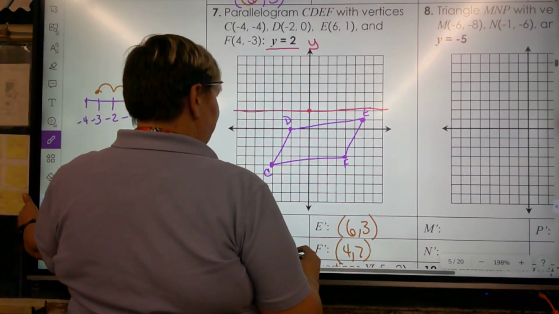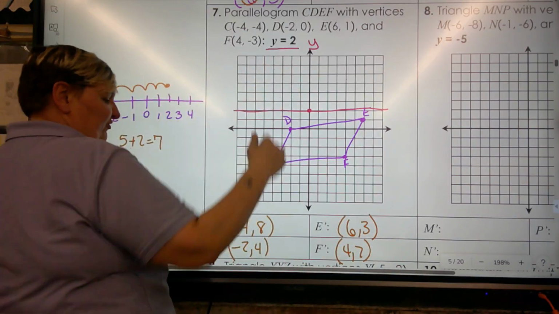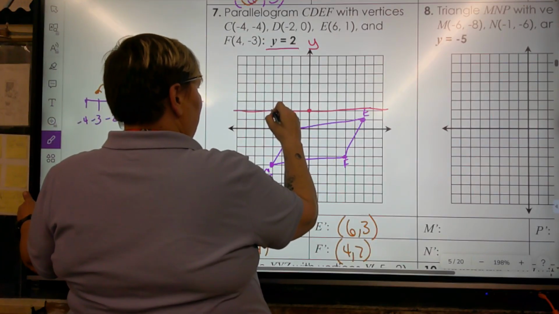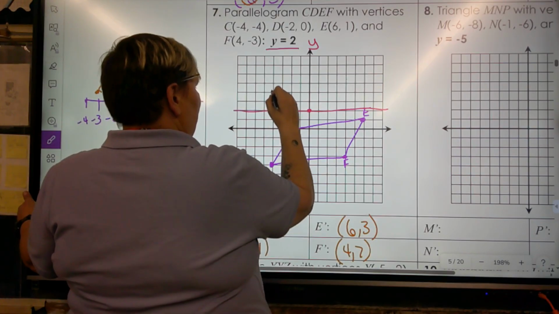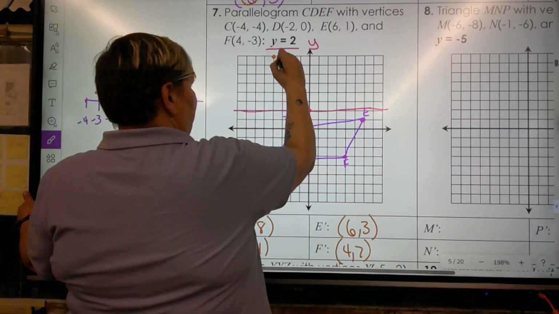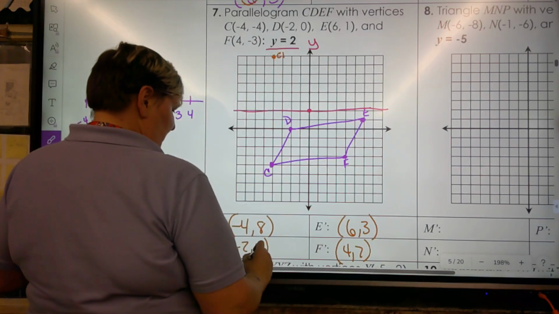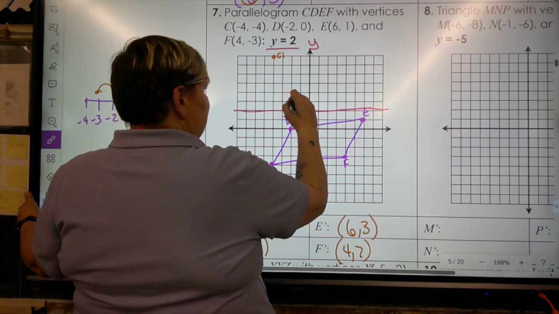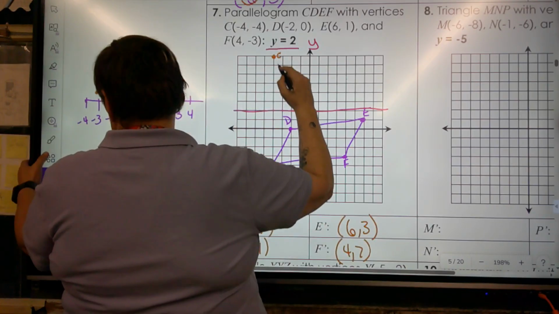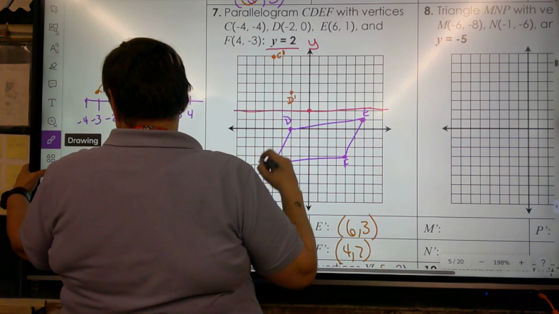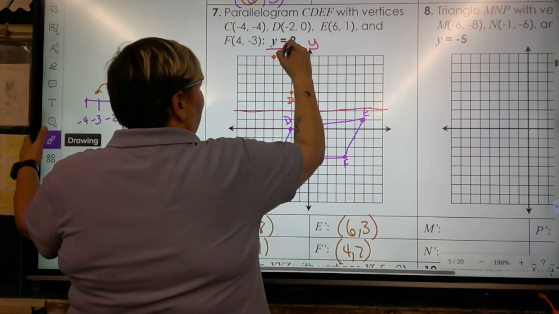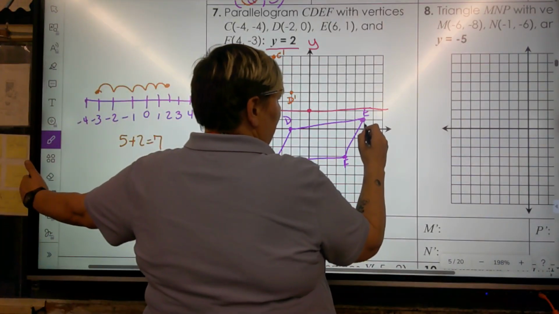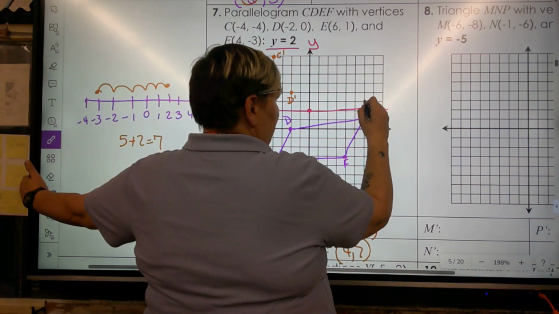Alright, so let's plot these and see what it looks like. See if it looks like we flipped it over. -4, 8 is C prime. -4, 1, 2, 3, 4, 5, 6, 7, 8 is C prime. D prime is -2, 4. E prime is 6, 3. 1, 2, 3.